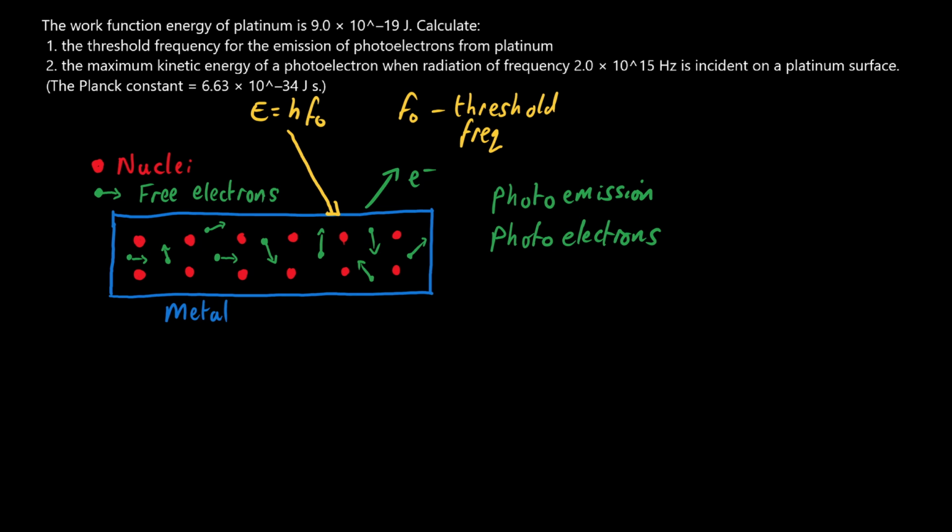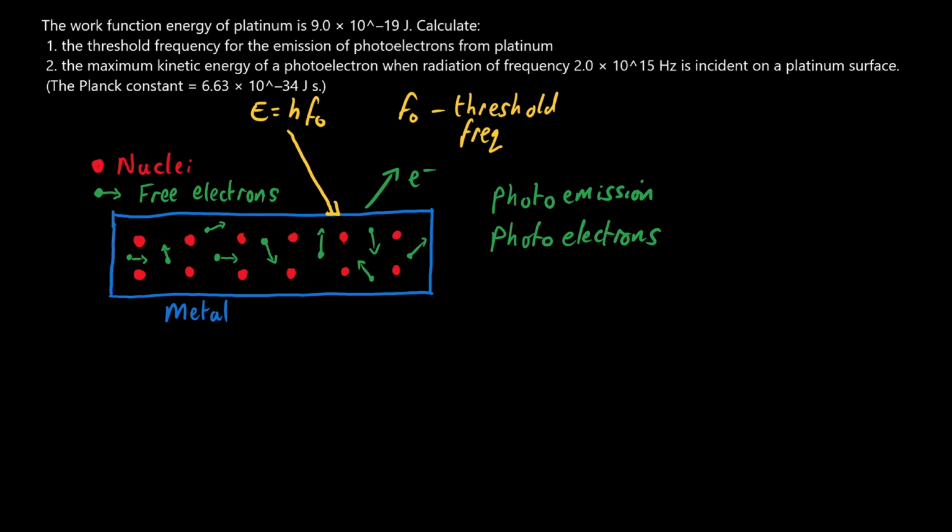But different metals have a different value for this threshold frequency. So for example, platinum would have a different threshold frequency than zinc. And this simply means that each of these metals requires a different minimum frequency of light to be able to eject electrons from the surface of that individual metal. And this comes down to how the individual metals hold on to their free electrons. Some metals will hold on to them more strongly than others.